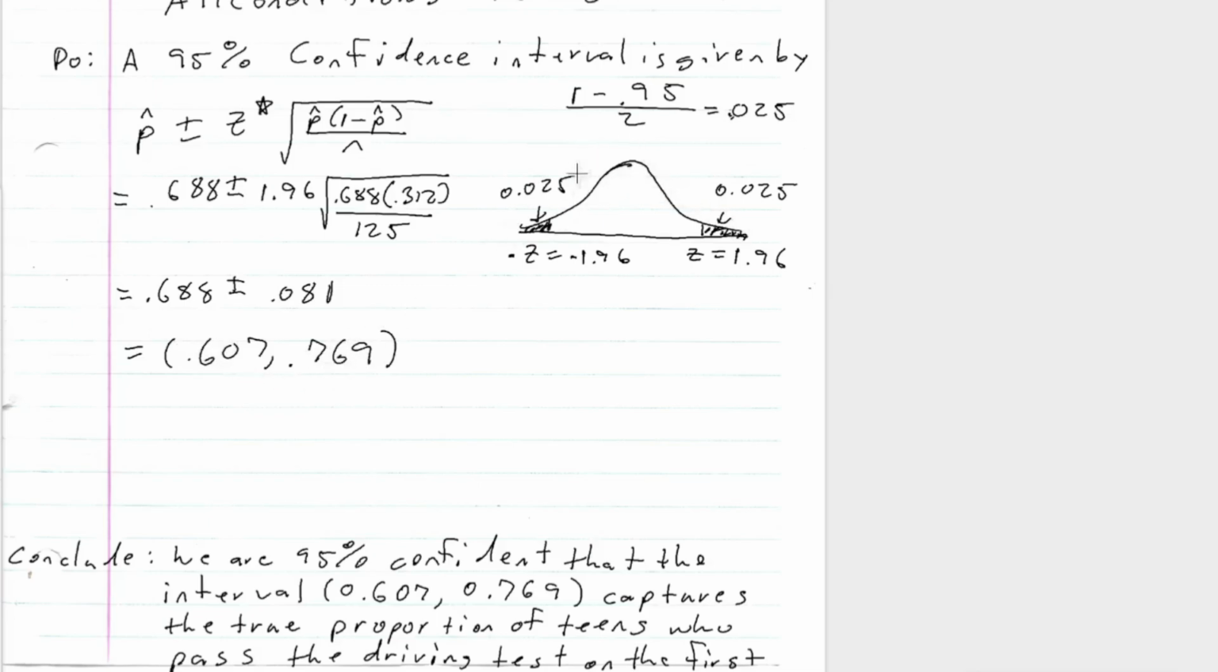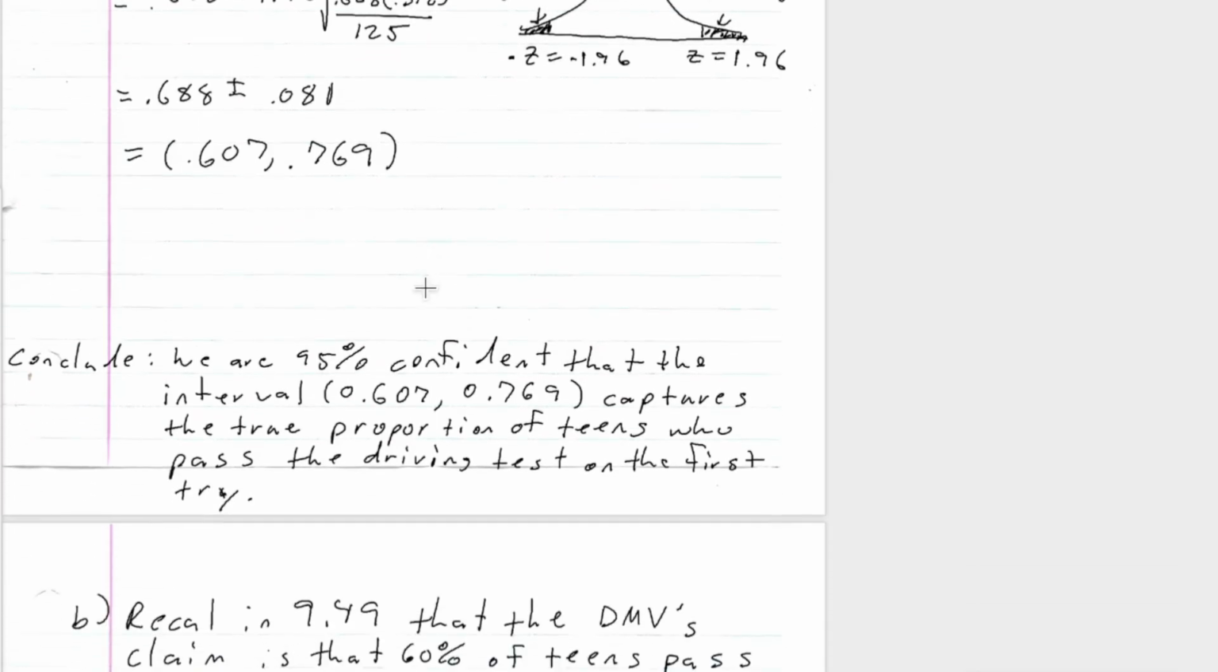I hope you can see how this ties in with our hypothesis testing. So we are 95% confident that the interval from 60.7% to 76.9% captures the true proportion of teens who pass the driving test on the first try.